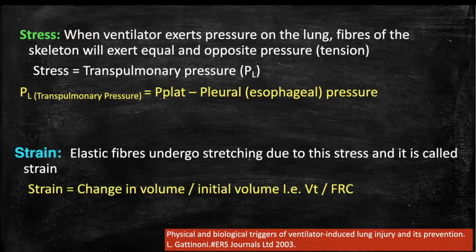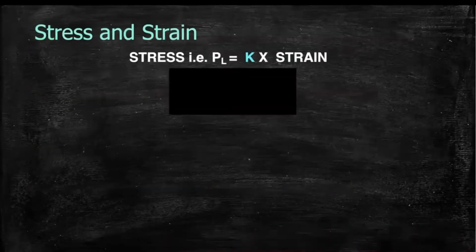Strain is what the elastic fibers are undergoing because of the stress applied over the lungs. That means the change happening in the volume over the top of the initial volume. The initial volume, that is the baseline volume, is FRC. So basically strain is nothing but the tidal volume which is applied on top of the FRC. That is the strain. Stress and strain are interestingly related to each other.